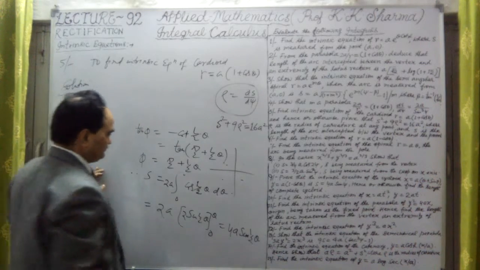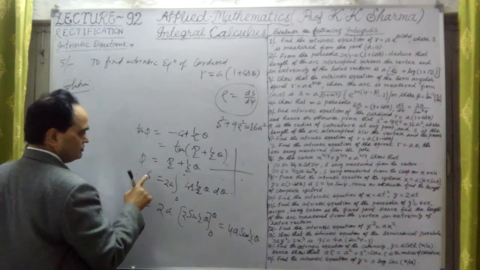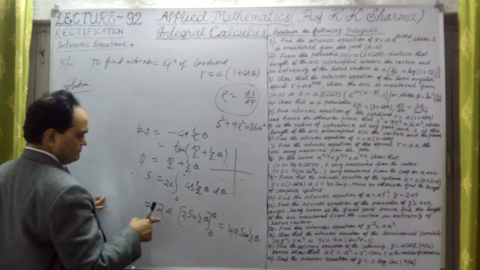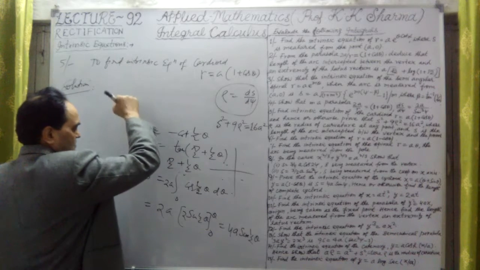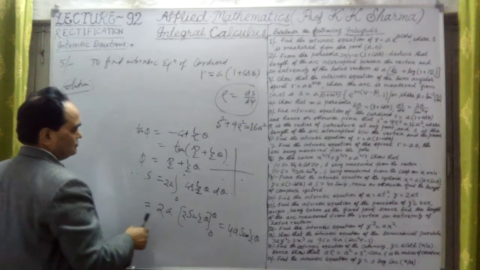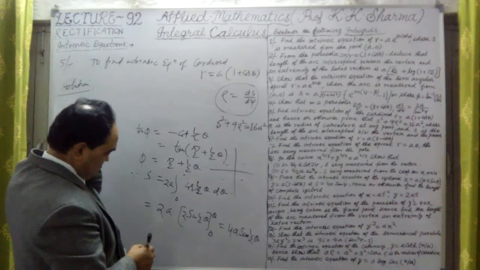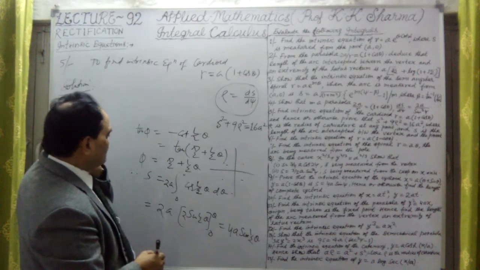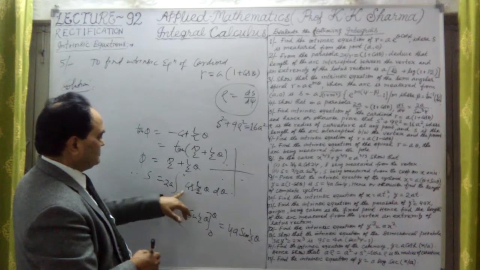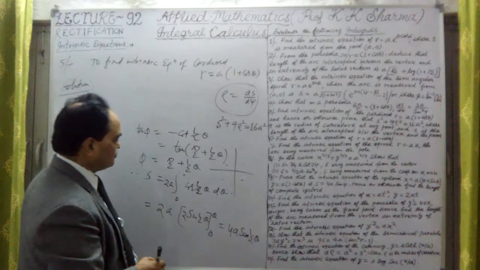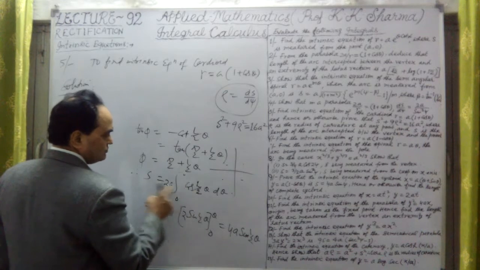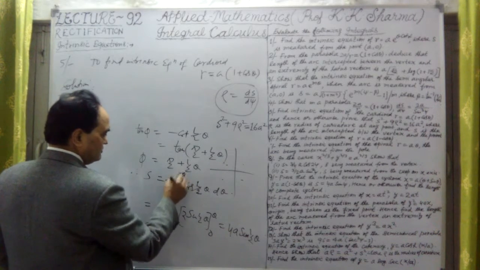But we know that ds upon d theta is required, and that will be calculated later. Now here s is required. And ds upon d theta, what was ds upon d theta? It was twice a cos of half theta, because we have written that here.